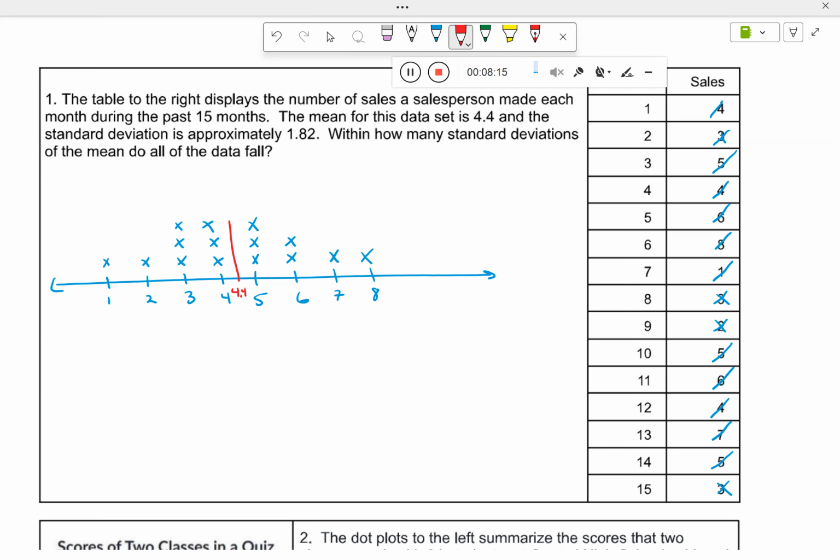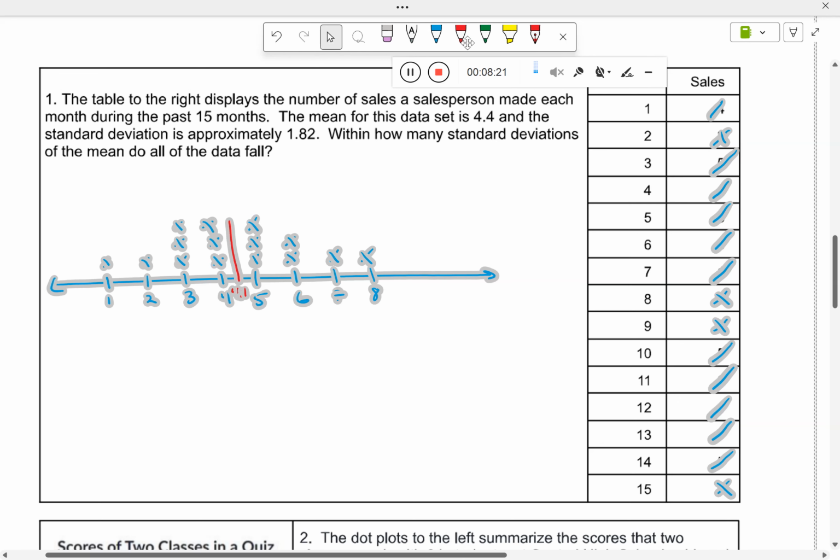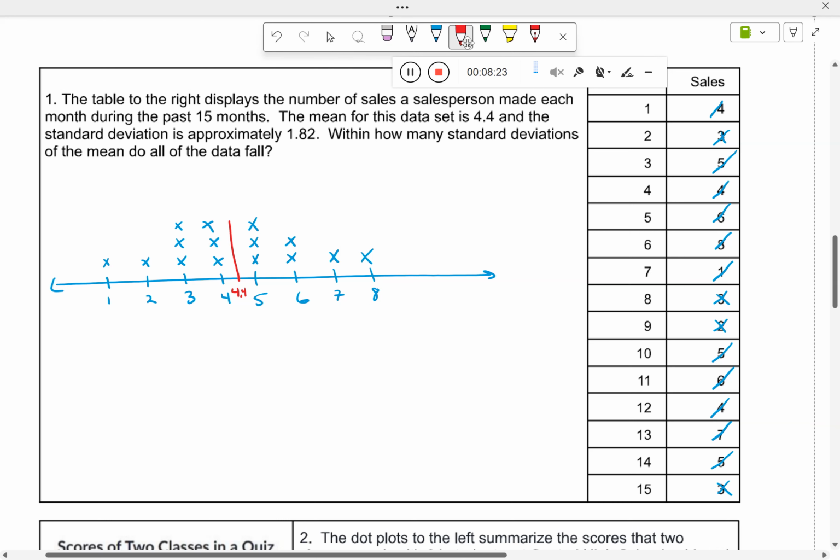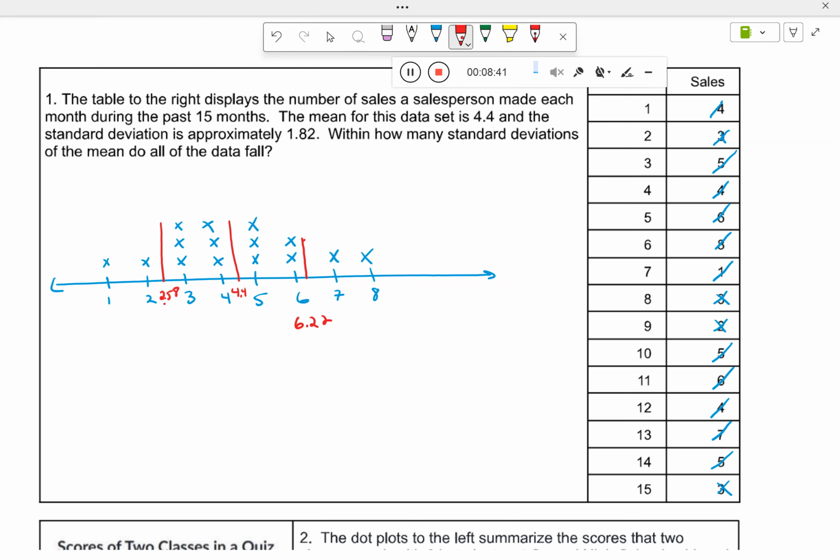So if you take 4.4 and you add 1.82, you'll get 6.22. So the first standard deviation goes to about here at 6.22. If you go in the other direction, subtracting the 1.82 from the 4.4, one standard deviation the other direction lands right about here at 2.58. So quite a lot of the data, it should be 68% of the data, will fall between those two bars and be within one standard deviation of the mean.